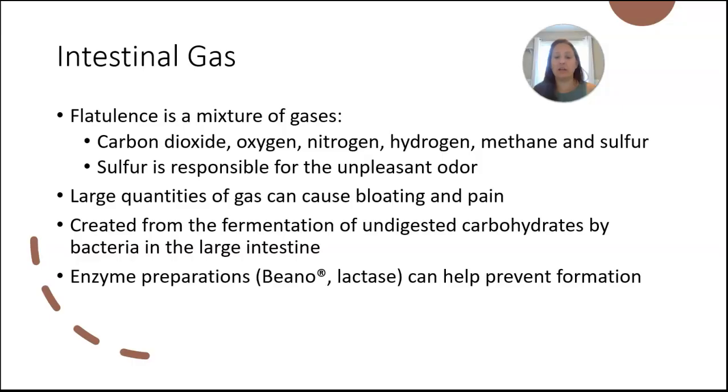Gas is created from the fermentation of undigested food, carbohydrates, by bacteria in the large intestines. There are enzyme preparations that you can take to help prevent the formation of gas. So maybe you've heard of Beano, or again, if you're lactose intolerant, lactase. Can prevent the formation of this gas.